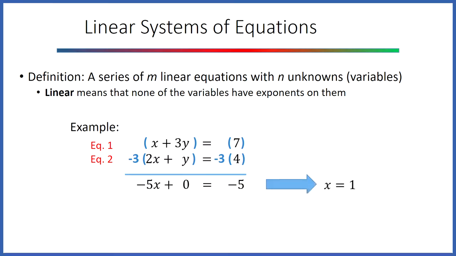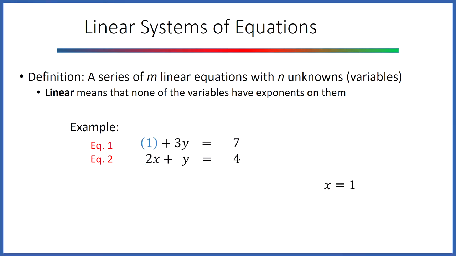So x equals 1. If we now plug in for x in equation 1, we find that 1 plus 3y equals 7. And we can solve that y equals 2. Okay, so this method of elimination by addition or subtraction works well with simple linear systems. In a few minutes, we're going to talk about approaches for solving more complex linear systems. But first, let's talk about a real-world example.